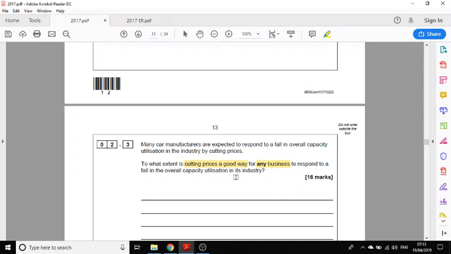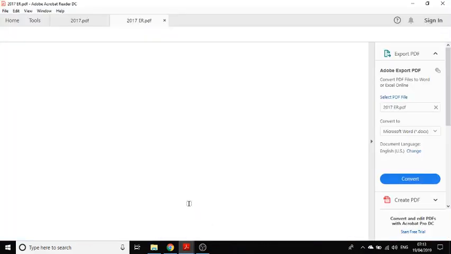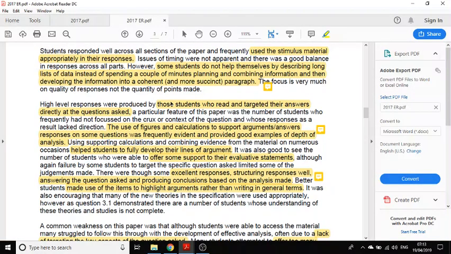for any business to respond to a fall in overall capacity utilization? So the question here is cutting prices a good way for any business to respond? All right, it's not is it the best way, it's is it a good way? So just literally using those phrases in your conclusion will help you to specifically answer the question.